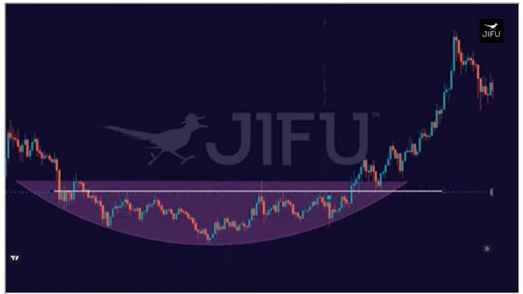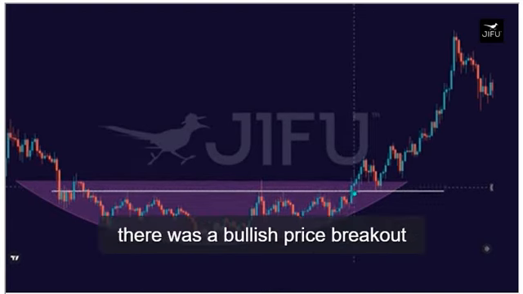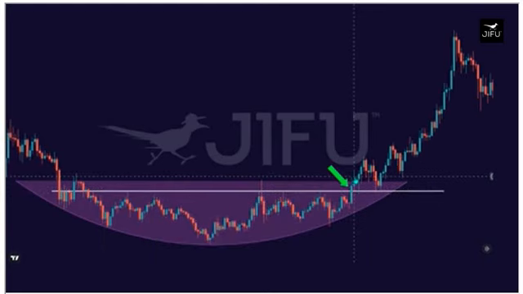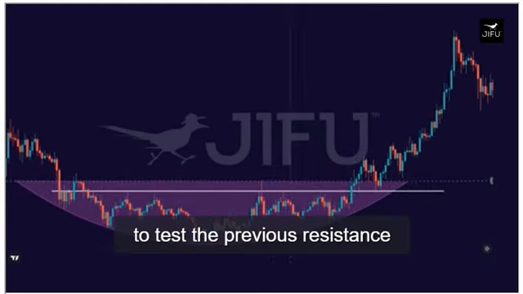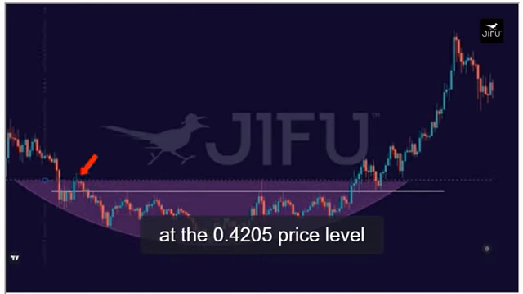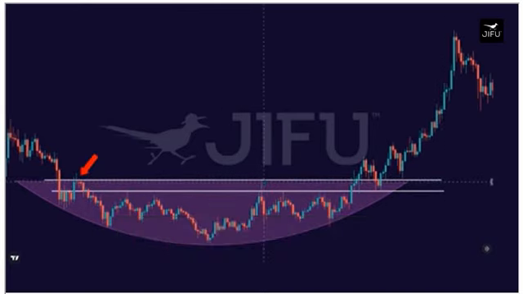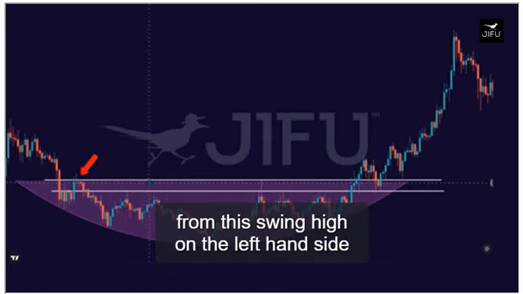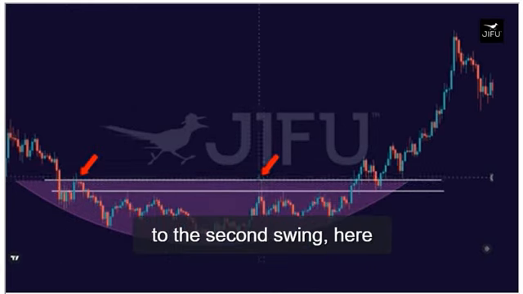0.3771. Next, there was a bullish price breakout of the first brim of this rounded bottom here. And the price proceeded upward to test the previous resistance at the 0.4205 price level. We were able to connect another resistance key level from this swing high on the left-hand side to the second swing here.